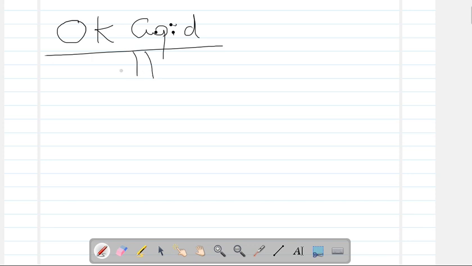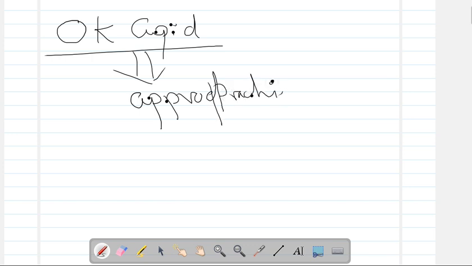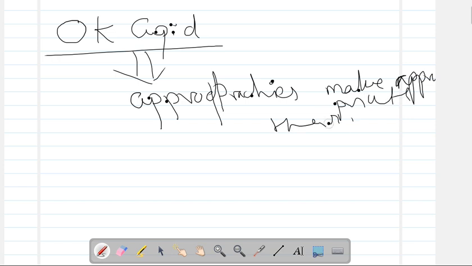Let's consider the case of OkCupid. OkCupid asks its members to answer thousands of questions in order to find appropriate matches for them. OkCupid is a dating application that makes matches, providing appropriate matches based upon their profile.